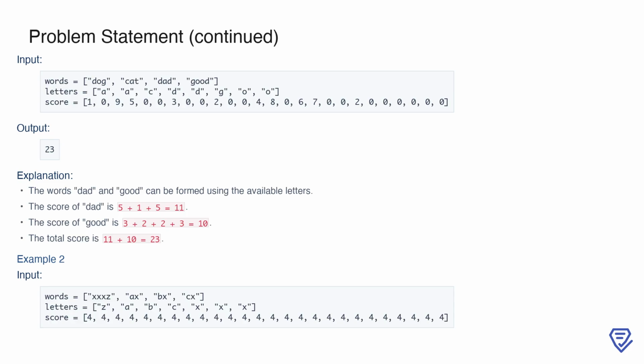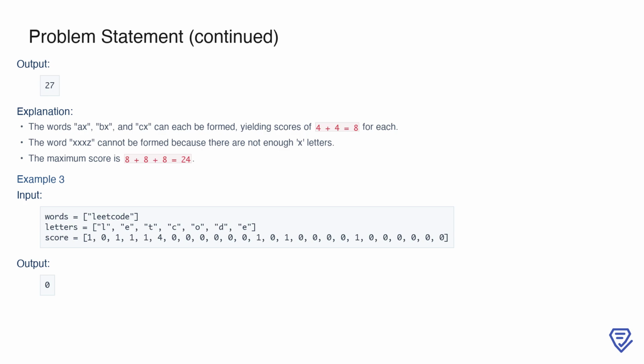Suppose the list of words is dog, cat, dad, good, and the available letters are C, D, D, G, O, O. Each letter has a corresponding score, as defined in the given score table. Here, the word dad has a score of 11 because the letters D, A, and D contribute scores of 5, 1, and 5, respectively. Similarly, the word good has a score of 10, with the letters contributing scores of 3, 2, 2, and 3. Together, forming the words dad and good gives the maximum total score of 23. This is because these two words are the highest scoring subset that can be formed using the available letters.